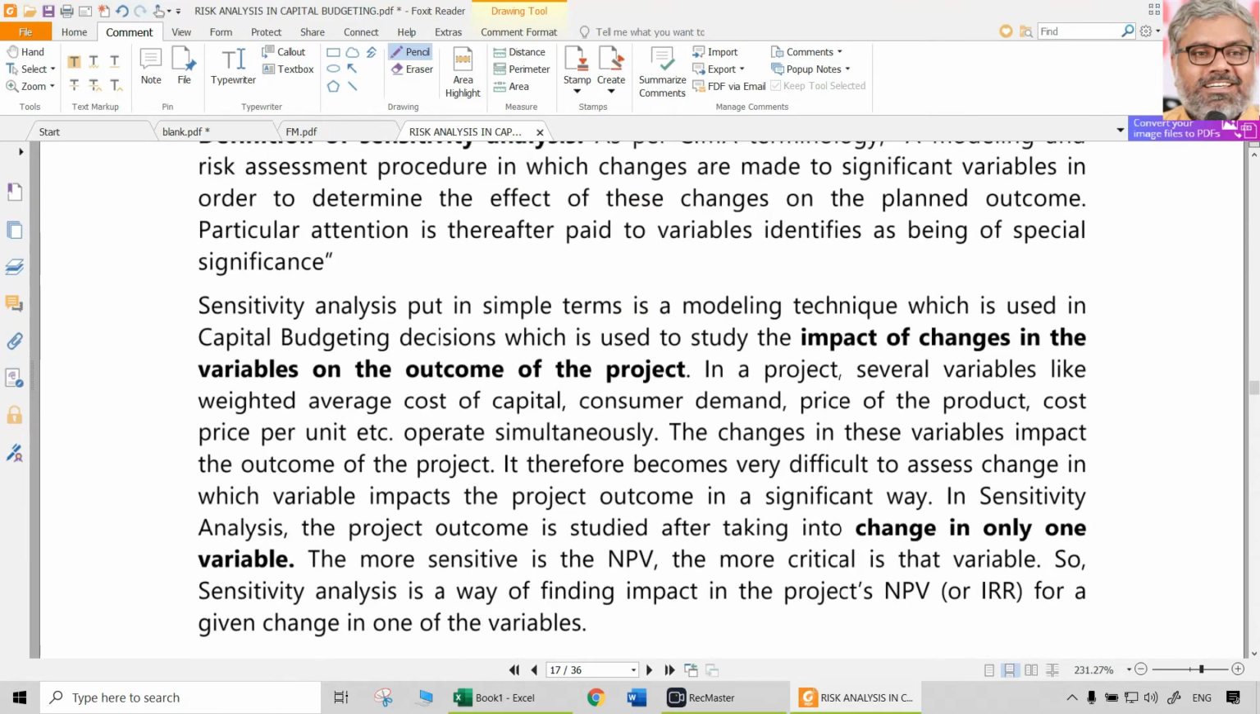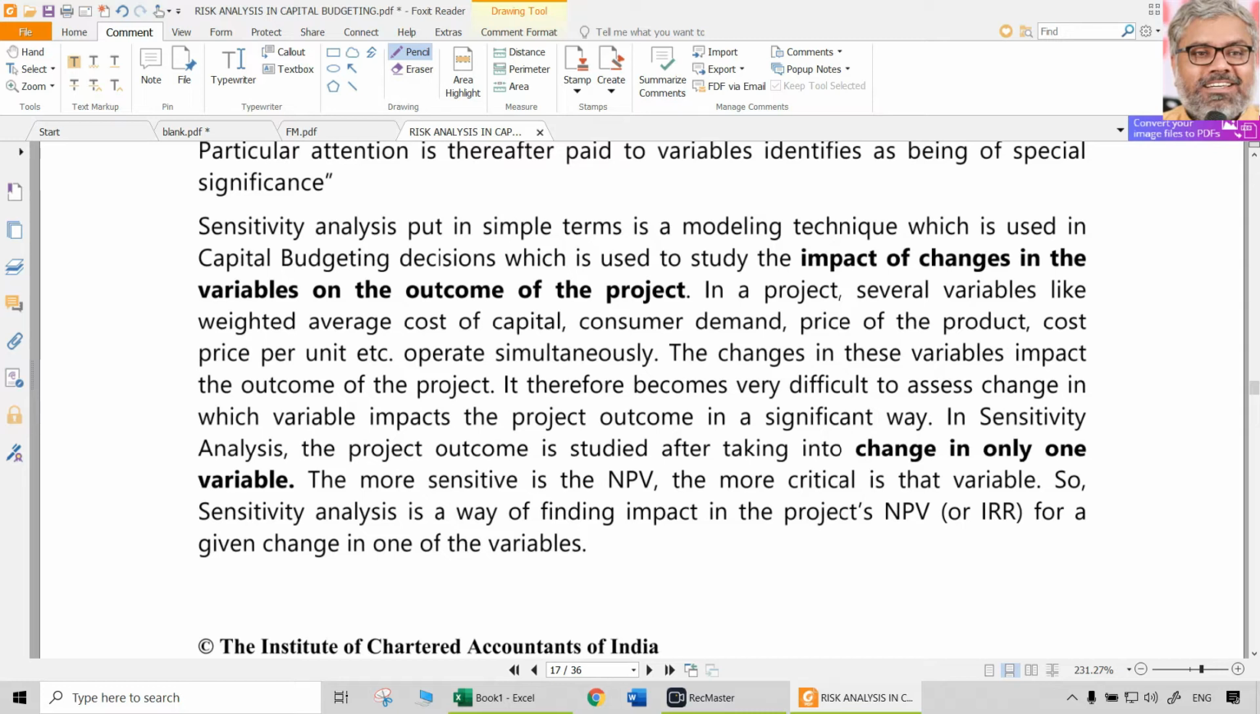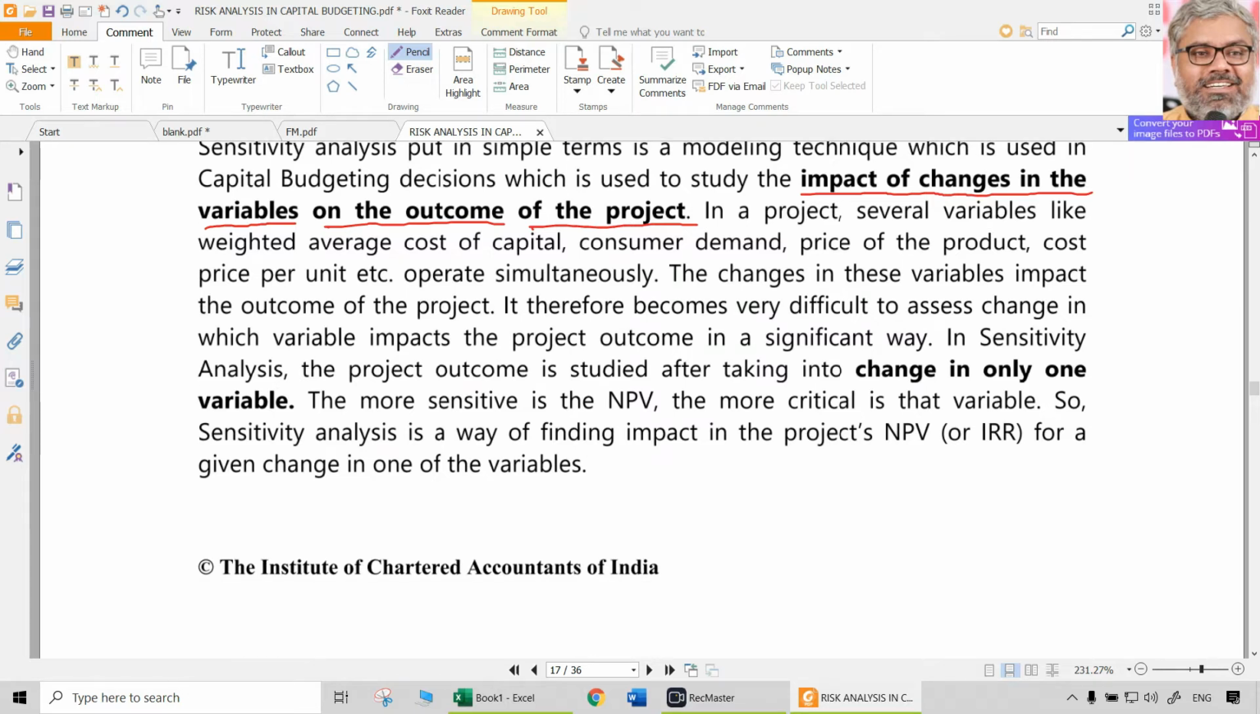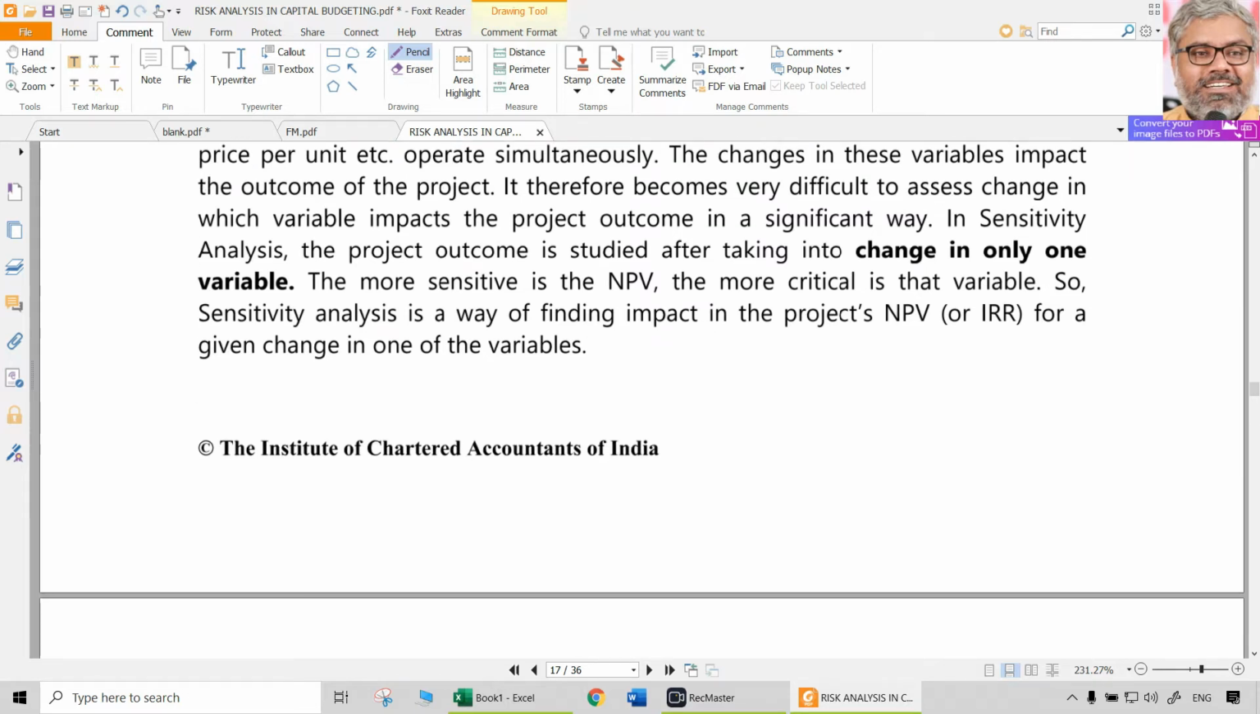So simply speaking, we can call this analyzing the impact of changes in the variables which are inputs on the outcome of the project. What is the outcome of the project? NPV. So that is the essence of sensitivity analysis. But one point to be noted here while undertaking sensitivity analysis is, at a time we have to change only one variable. All variables will not be changed at the same time. One variable at a time.